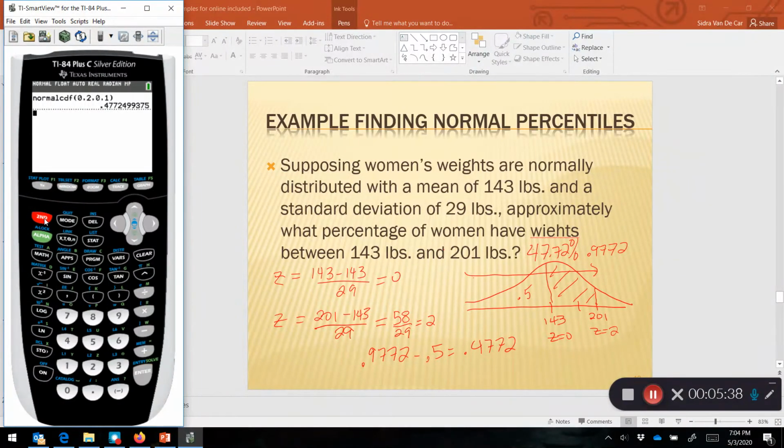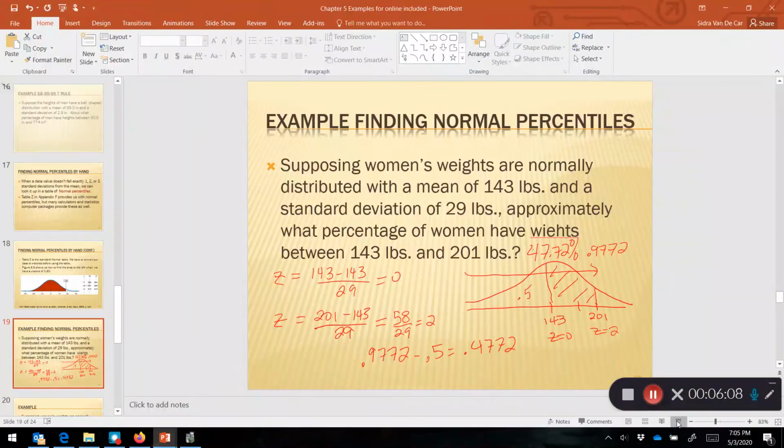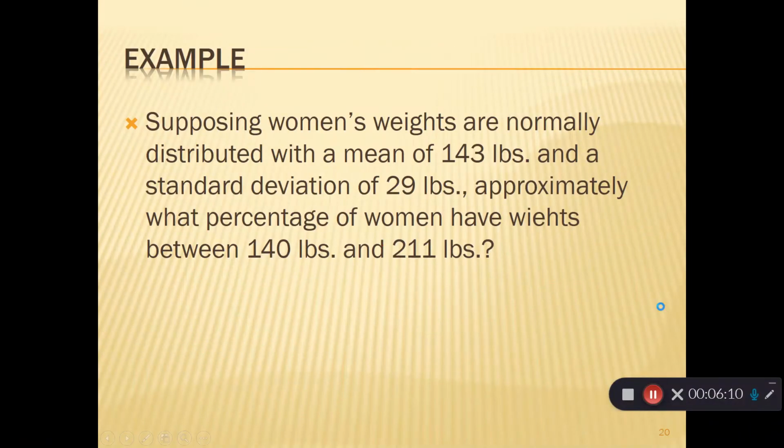Now, alternatively, I could have instead used the values in the problem and said my lower is 143, my upper is 201, my mean is 143, and my standard deviation is 29. And notice that it gives me the exact same score, 0.4772, because one way I'm doing it with the standardized normal, and the other way I'm doing it with the normal distribution for the weights.